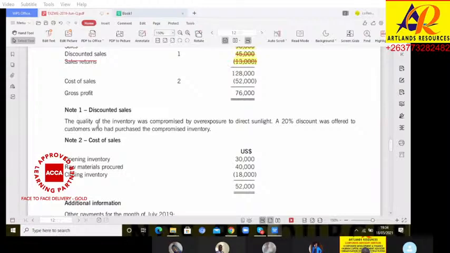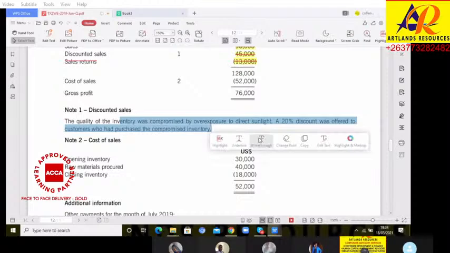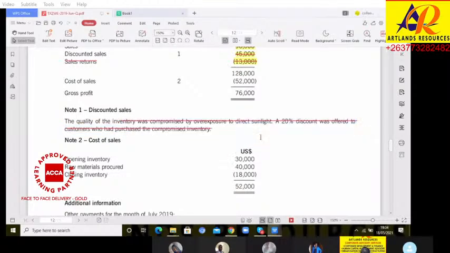Discounted sales: they are saying the quality of inventory was compromised by overexposure to sunlight. A 20% discount was offered to customers, but it is still zero rated. Cost of sales and opening inventory are zero rated food, because this is a supplier of livestock feeds.